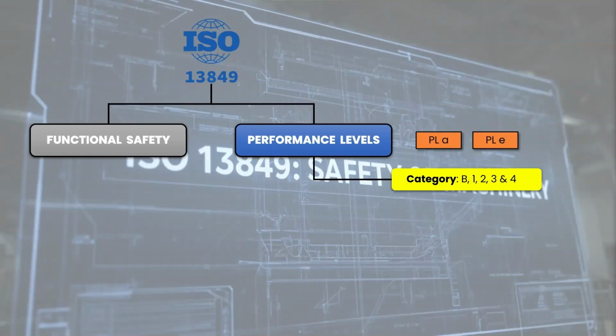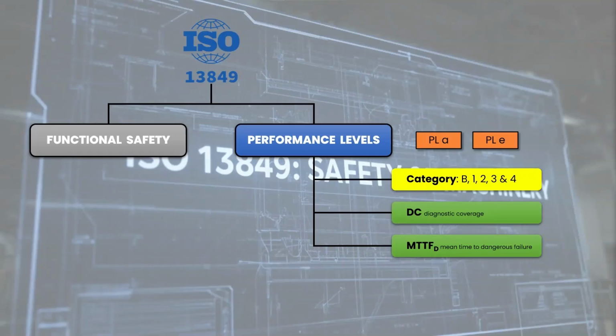Category describes the physical wiring of the safety circuit, and it's further classified into 5 levels: B, 1, 2, 3, and 4. Higher category means more redundancy and fault tolerance. Category 4 is required to achieve PLE. Diagnostic coverage is a measure of how effectively the system detects internal faults. For the safety function to perform as expected, it requires a calculation to prove its effectiveness. High diagnostic coverage is required to achieve performance levels D and E.